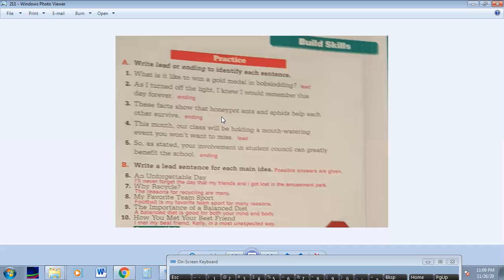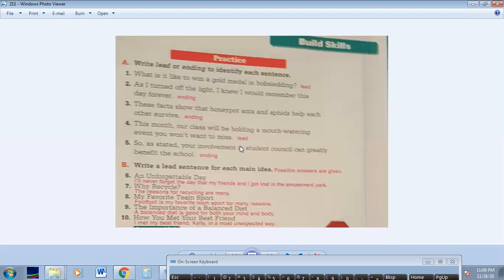These facts show that honeypot ants and aphids help each other survive. It says these facts. That means we've already explained the facts. This is our ending. This is how we're closing our paragraph, and we're reminding people what these facts are about.